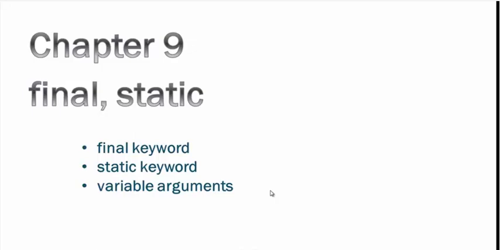In chapter 8 we will look at various types of exceptions, that is try, catch, finally and throws. In chapter 9 we will look at the final keyword, the static keyword and variable arguments, and then we will finish off this entire course with a final review.